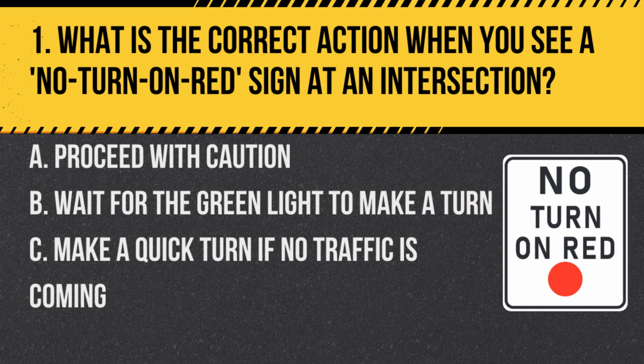Question 1. What is the correct action when you see a no turn on red sign at an intersection? A. Proceed with caution. B. Wait for the green light to make a turn. C. Make a quick turn if no traffic is coming.